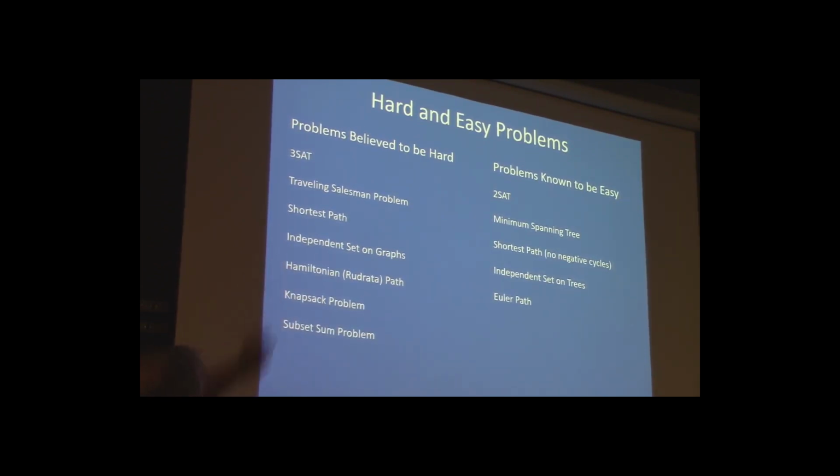So for example, 3-SAT. Okay, 2-SAT's easy. 3-SAT, no one has ever found an efficient solution. Maybe there is one. We don't think so. Traveling salesman problem, hard. Why did I put it on the same line as minimum spanning tree? 3-SAT and 2-SAT, it's clear to see there's a correspondence. There's the same correspondence between traveling salesman problem and minimum spanning tree as there is between independent set on graphs and independent set on trees.